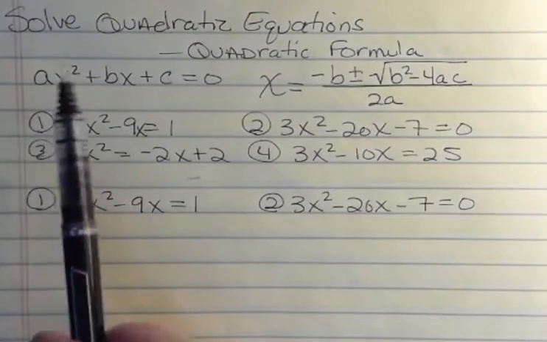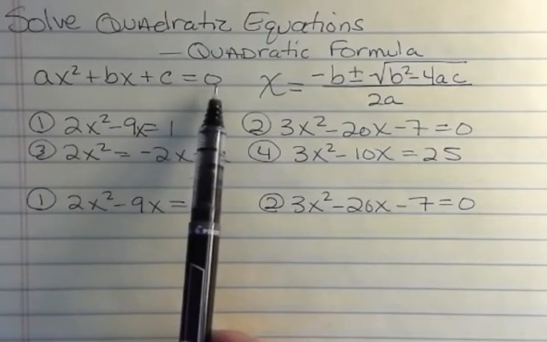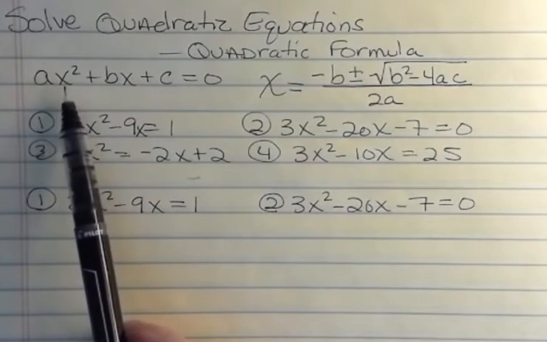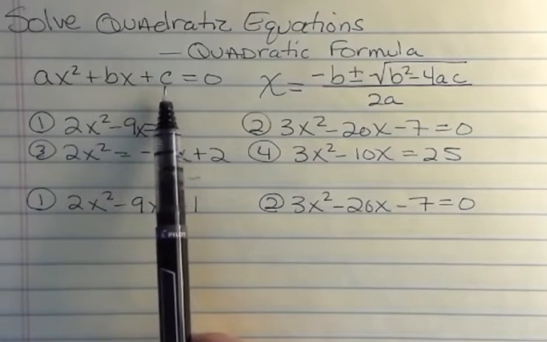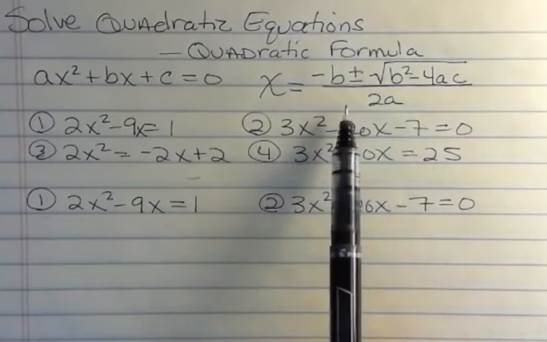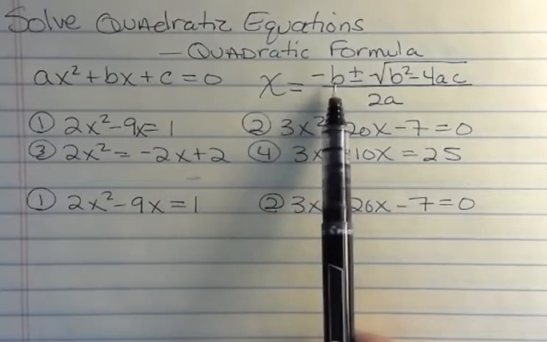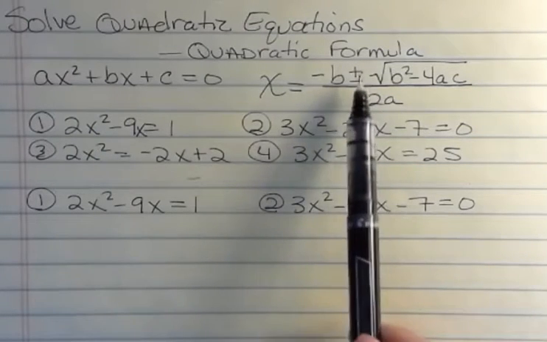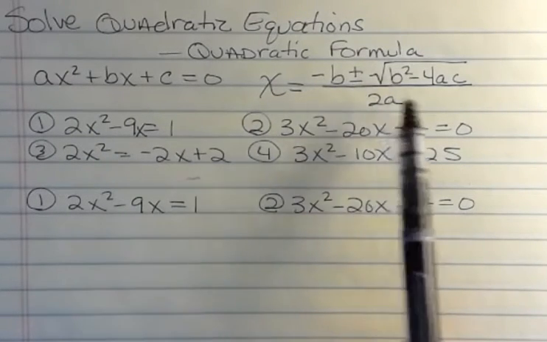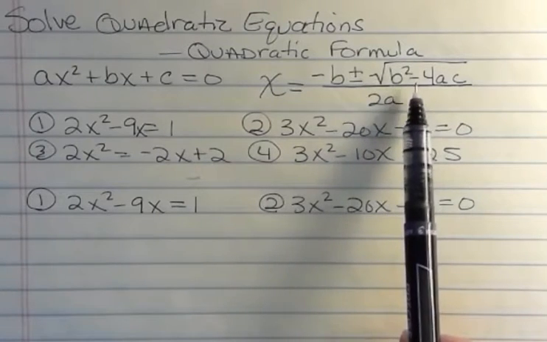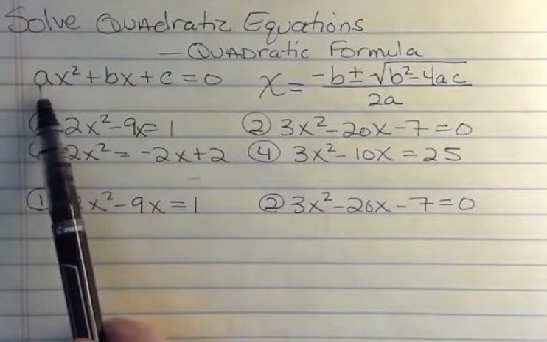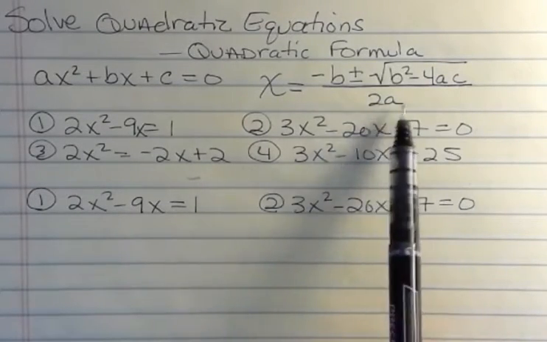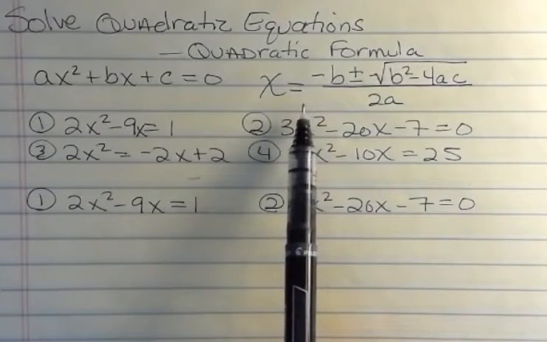But first, I want to look at the quadratic form equation ax squared plus bx plus c. A is the coefficient of the second degree term, b of the first degree term, and c is the constant. And when you look at the formula, x equals negative b, that's the opposite of whatever your b is here, plus or minus, that's how we get 2 different solutions. The square root of b squared minus 4ac, a being the coefficient of the second degree term and c being the constant term, all over 2a. So that's the formula we're going to plug into.